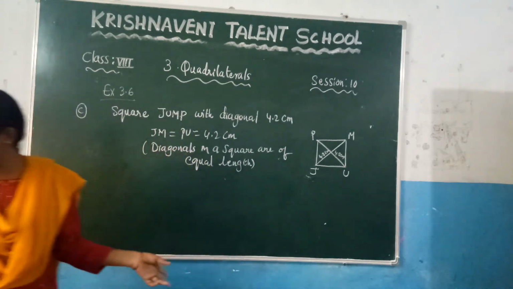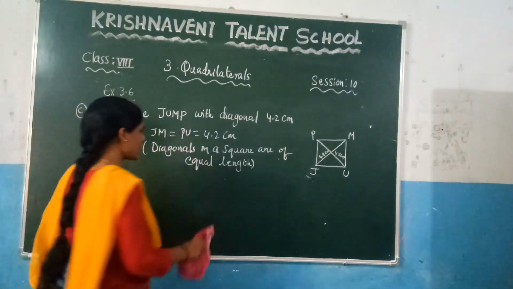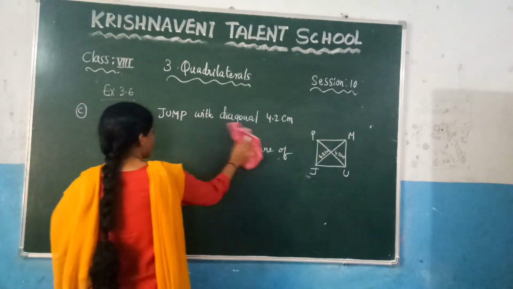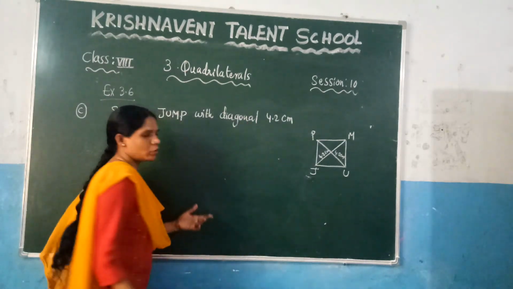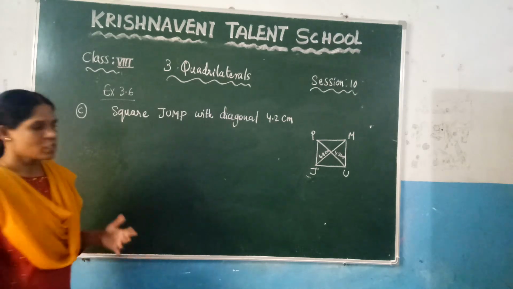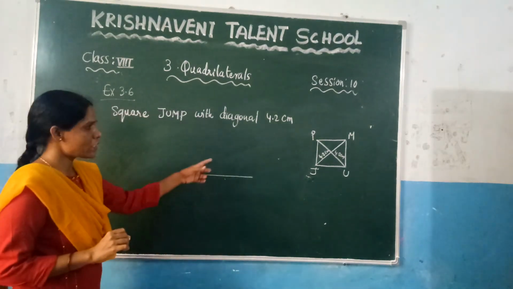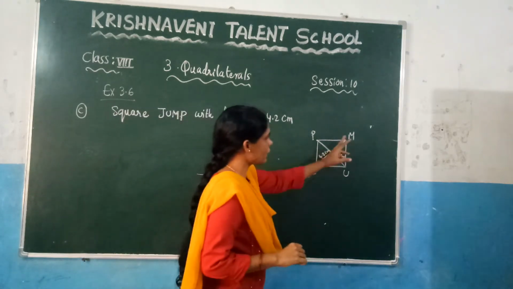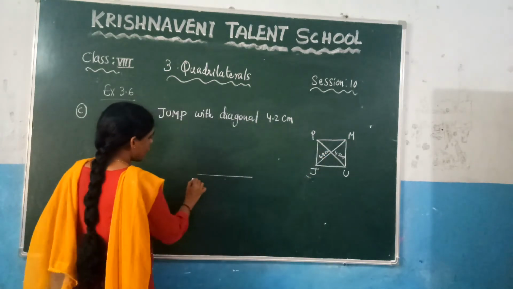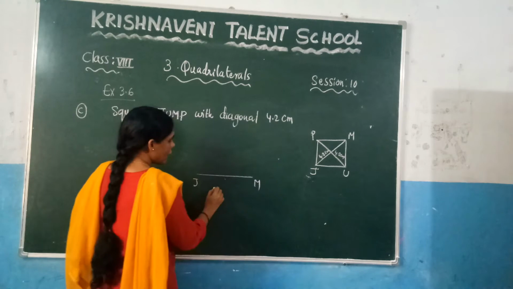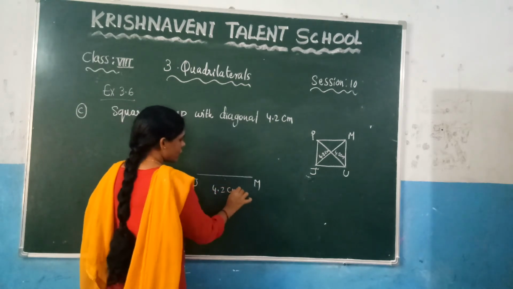For that reason, both the diagonals are of 4.2 centimeters. Now here, as in the previous problem, we constructed like that only, and you need to construct here also. Since here we know the length of the two diagonals, first you need to draw one diagonal like this, right? Suppose we have drawn the diagonal which is JM.